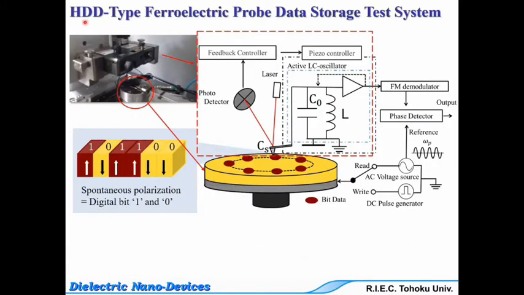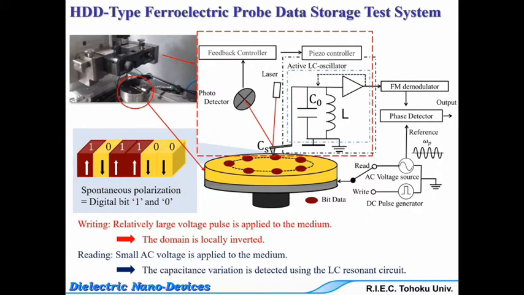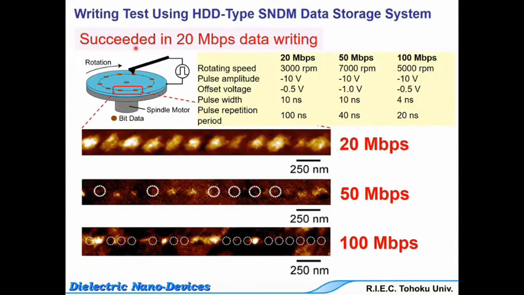And next, instead of the ferroelectric data storage system using the linear piezo scanner, to improve the read-write speed, we newly developed the hard disk drive type ferroelectric probe data storage test system like this. And the reading and writing mechanism is the same as the SNDM ferroelectric probe data storage test system using the piezo scanner. Using this HDD-type SNDM data storage system, we investigated how fast the domain dot can be written.